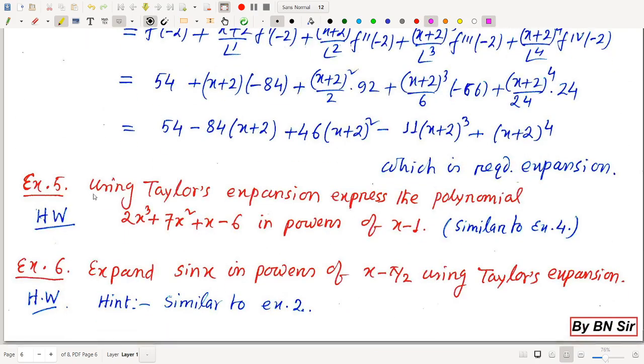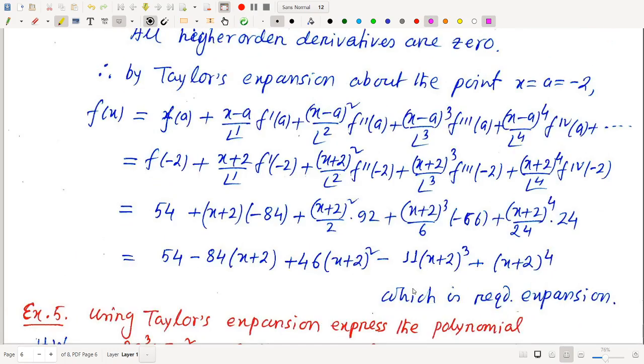Example number 5. Using Taylor's expansion, express this polynomial in powers of x minus 1. It is exactly similar to example number 4. Here a is 1, and all derivatives we will calculate at 1. And number 6. Expand sin x in powers of x minus pi by 2 using Taylor's expansion. This is similar to example number 2, where we used x minus pi by 3. Here it is x minus pi by 2, which means all derivatives we will calculate at pi by 2.